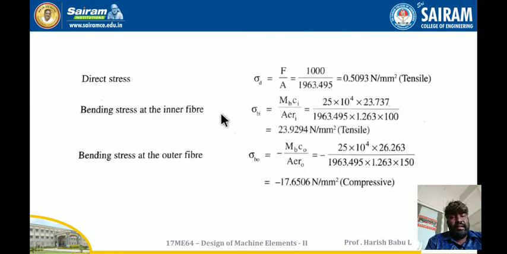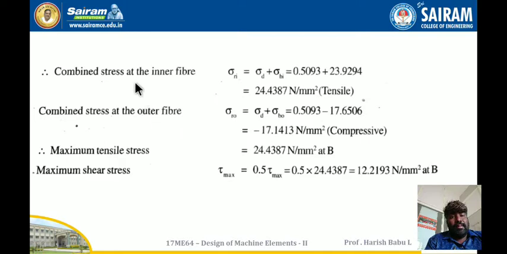So bending stress at the inner fiber, sigma Bi is equal to Mb Ci divided by A E Ri, so I am going to get 23.9294, that is a tensile stress, so it will be a positive one. So the bending stress at the outer fiber will be a compressive one, so I am going to have to take the negative sign. So while substituting all the values, I am going to get that one as minus 17.6506. The combined stress at the inner fiber, that is sigma Ri is equal to sigma d plus sigma Bi, so I am going to get 24.4387, so that is a tensile stress. The combined stress at the outer fiber, sigma R naught is equal to sigma d plus sigma B naught, so I am going to get a compressive stress, that is minus 17.1413.